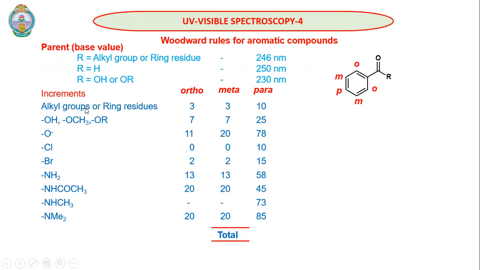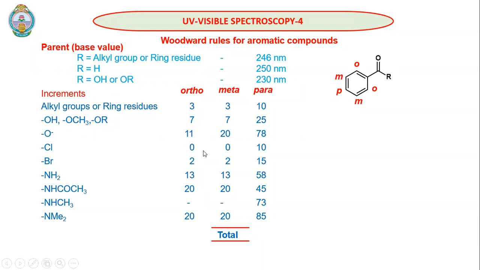When we have an alkyl group or ring residue at ortho, we need to add 3 nanometers to the parent value. If the alkyl substituent or ring residue is at a meta position, then we need to add 3 nanometers to the parent value, or if it is at the para position, then we need to add 10 nanometers to the parent value. Similarly, for OH or O-methyl or OR groups, we will add 7, 7 and 25. For O minus, it is 11, 20, 78.